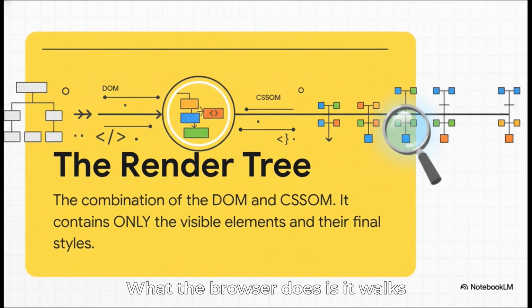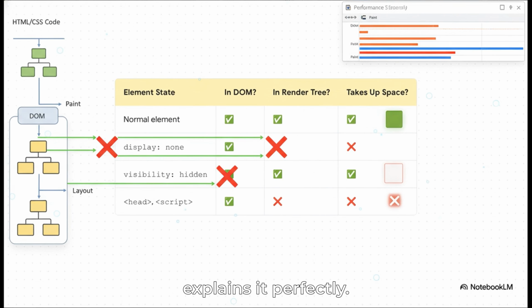What the browser does is it walks through the DOM tree, and for each visible node, it finds the matching styles from the CSSOM and attaches them. Now, the key word there is visible. The render tree doesn't include everything from the DOM. It's a much leaner, filtered version that only contains what will actually be displayed. And this table just explains it perfectly.